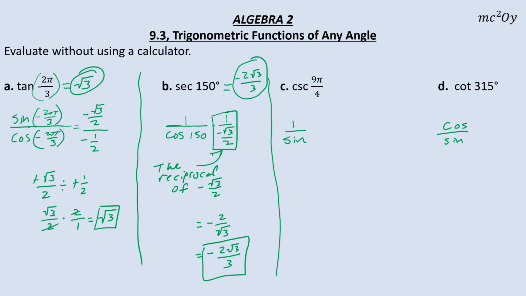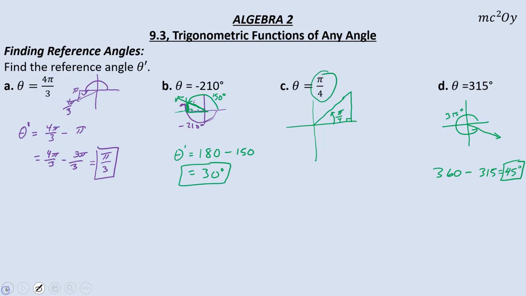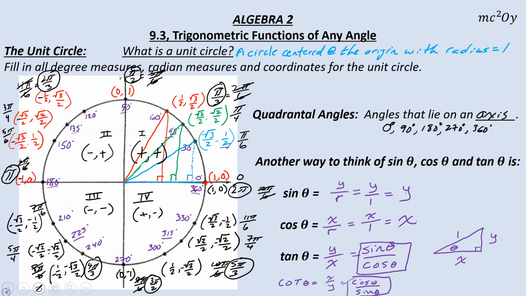All right. Cosecant 9 pi over 4. Well, let's look at that. 9 pi over 4, by the way, that seems quite big. That is over 180 degrees, right? You're not going to find 9 pi over 4 over here. You're going to find 7 pi over 4, 8 pi over 4. 9 pi over 4 is the same thing as pi over 4.